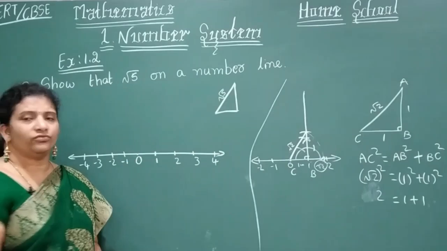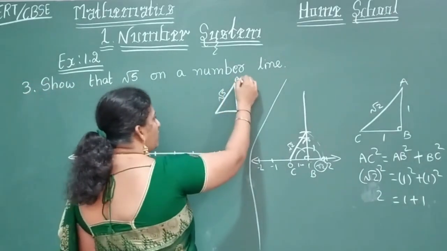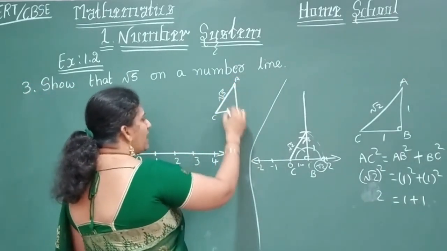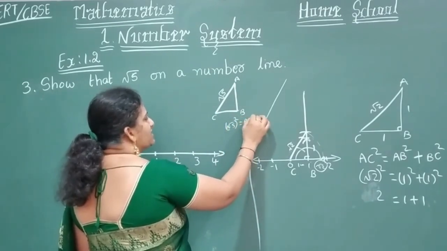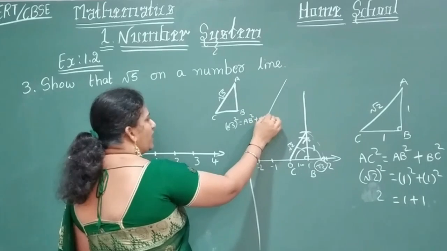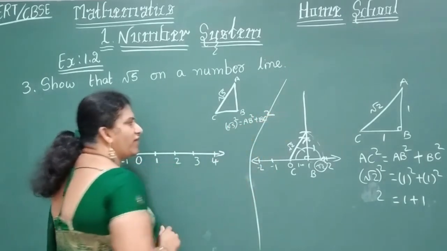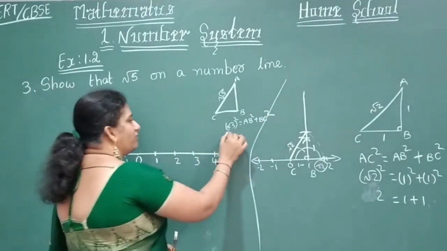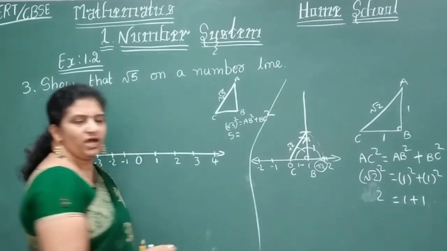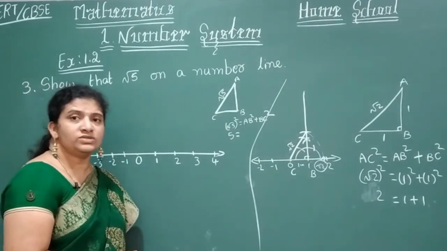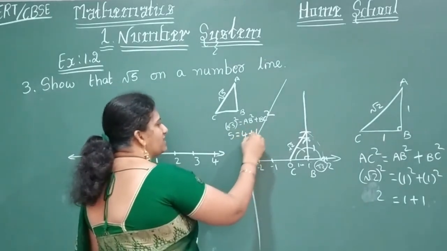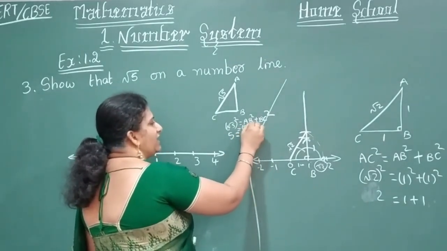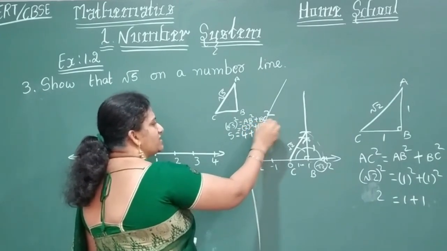Root 5. Apply the Pythagoras formula here. AC square is equal to AB square plus BC square. What is root 5 whole square? 5. Split 5. How do you get here? 2 2s are 4, right? So I may split this as 4 plus 1. I can rewrite it as 2 square plus 1 square.